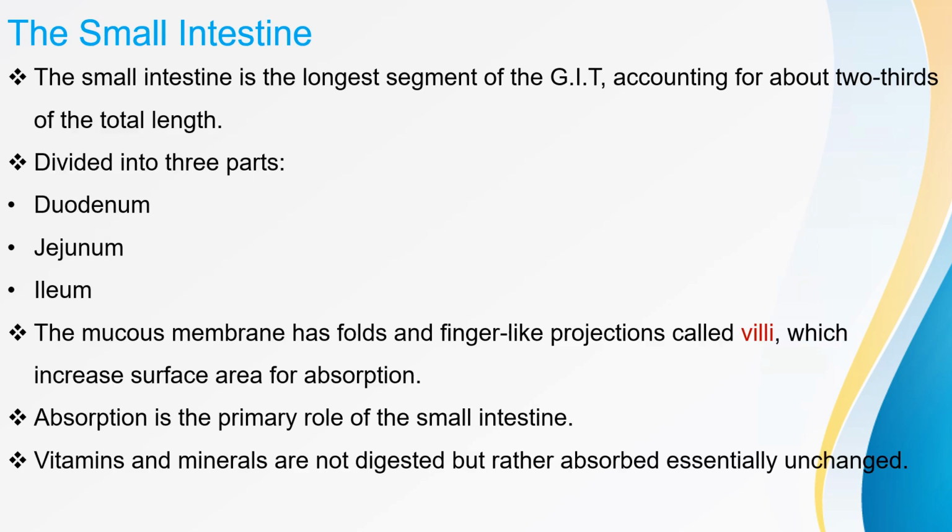The small intestine. The small intestine is the longest segment of the GIT, accounting for about two-thirds of the total length, divided into three parts, namely the duodenum, the jejunum, and the ileum. The mucous membrane has folds and finger-like projections called villi, which increase surface area for absorption. Absorption is the primary role of the small intestine. Vitamins and minerals are not digested but rather absorbed essentially unchanged.